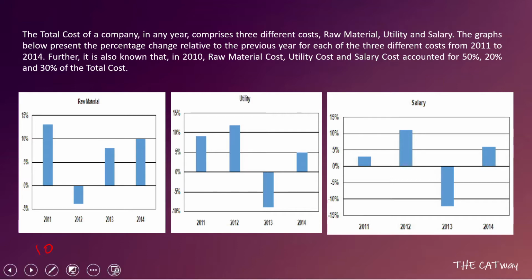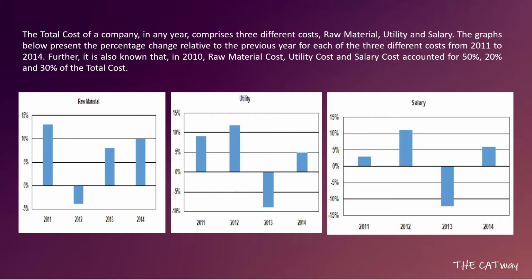So let the cost of the raw material be 10x. So in 2011 it is going to get increased by 13%. Similarly in 2012, after a 13% rise, that is after 1.13, it will decrease by 4%, that is it will be multiplied by 0.96. So this is how you are going to read the graph. Similarly for utility and similar for salary.